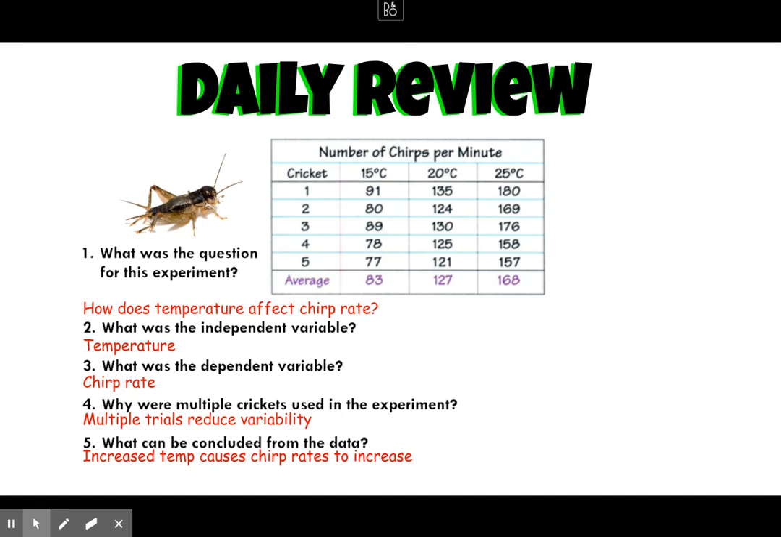Number 5, what can be concluded from the data? If we take a look here, we can see our average for 15 degrees Celsius, for 20 degrees Celsius, and 25 degrees Celsius. So what do we notice? We notice as the temperature was increasing, our chirp rates increased as well.